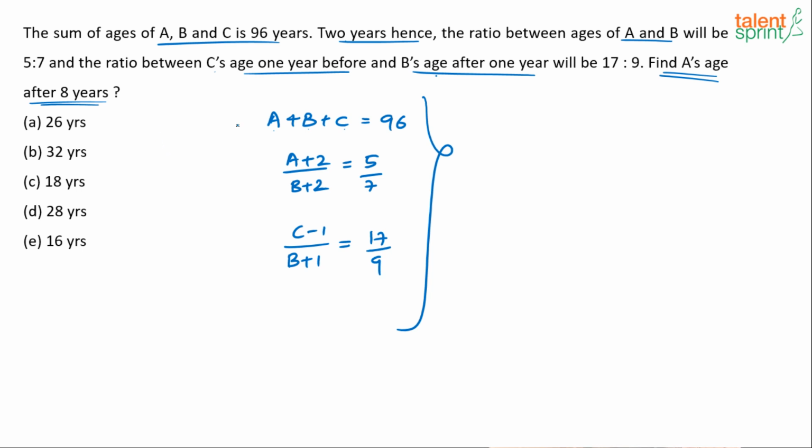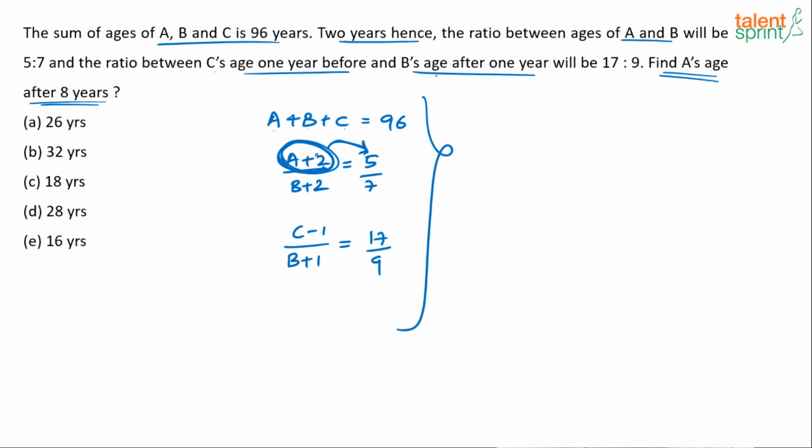Now I can't really comment about A's age after 8 years, but what I know is A's age after 2 years should be a multiple of 5. What do I know? A's age after 2 years. See, A plus 2 is 5x. B plus 2 is 7x. A's age after 2 years should be a multiple of 5.